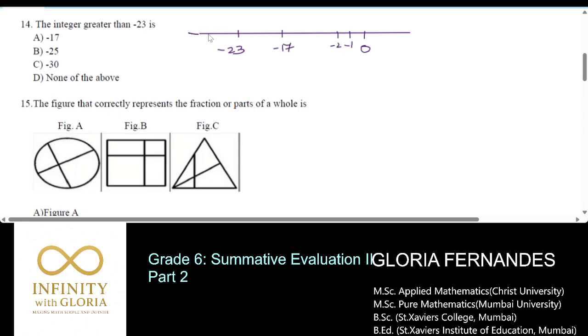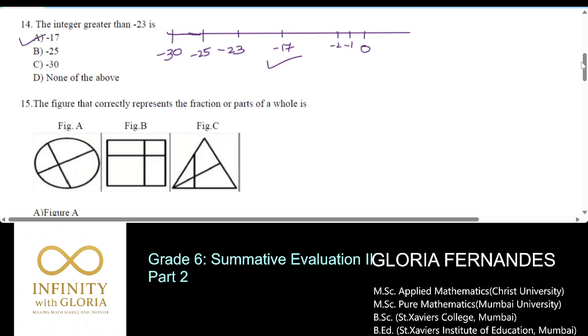Alright. -25 will be after -23, so this will be somewhere over here. -30 will be after that, so it will be here. Now tell me, which number is greater than -23 out of these three? So yes, -17, because it lies on the right hand side of the -23. So -17 is the number greater than -23.